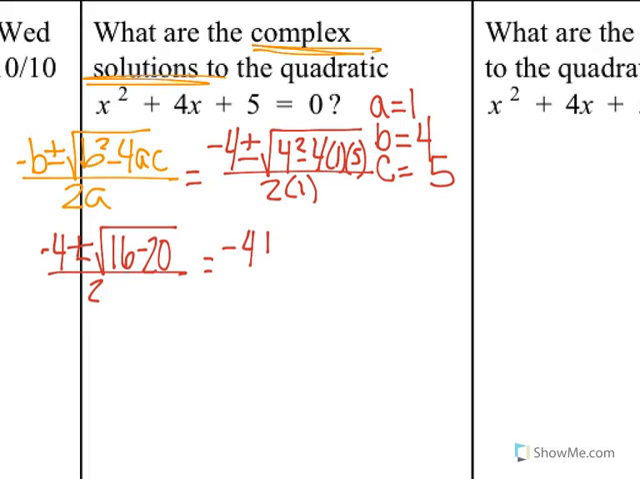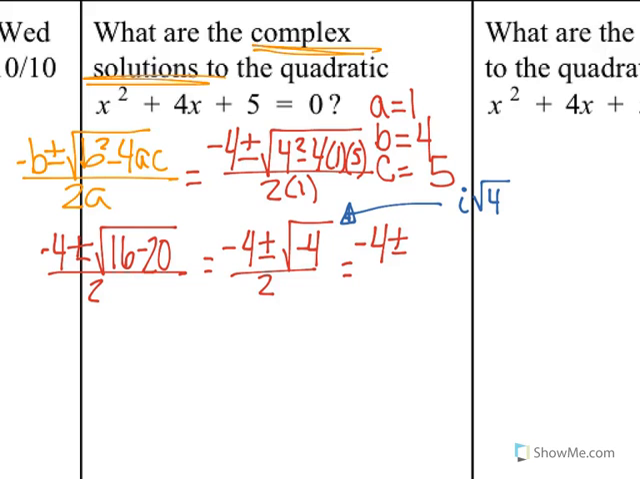So we have negative 4 plus or minus the square root of 16 minus 20, which is a negative 4, over 2. So when you have the negative, you're going to pull out the negative 1. So this square root, we pull out that i and we just have the square root of a positive 4, because when you pull out the i, you make the square root positive. The square root of 4 is 2. So this becomes 2i, all over 2.